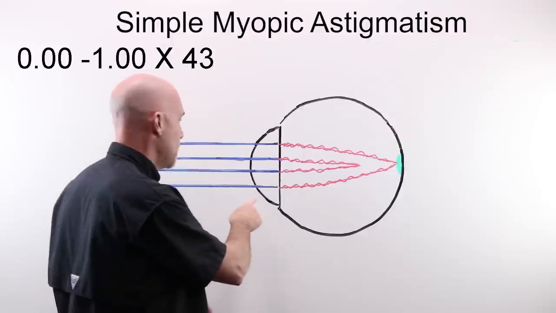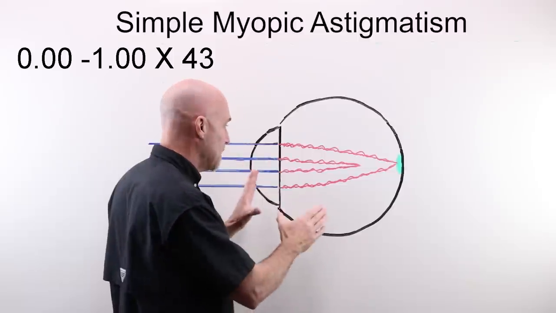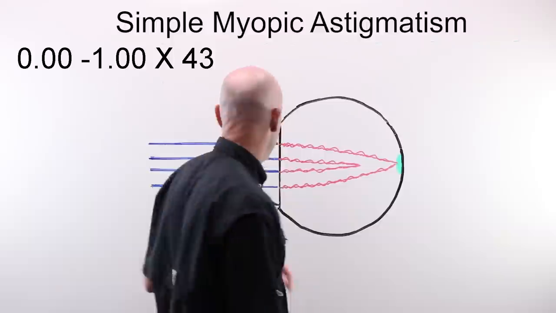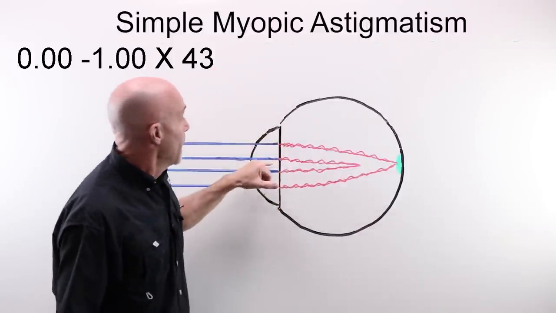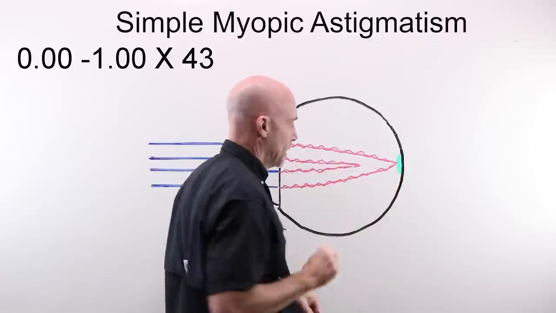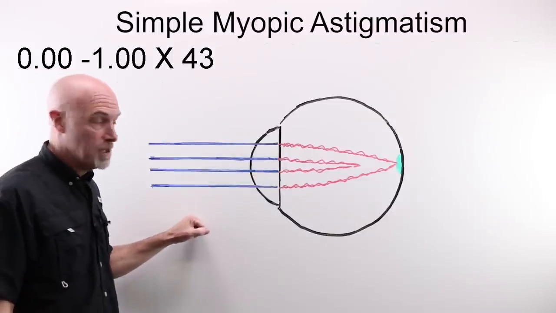Why? The cornea is misshapen in that football shape. It has astigmatism. Some of the rays of light pour through. They do not require any correction at all, which is where our zero comes from. The other meridian, they need a little bit of help going from here to back there. Simple myopic astigmatism.